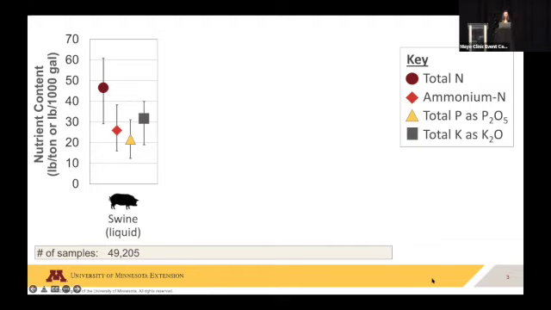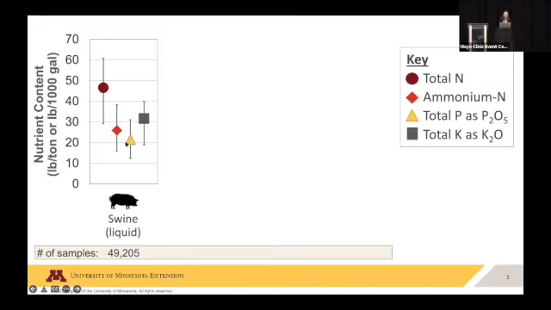We broke out the data into different nutrients. So here we have a swine liquid manure. The first circle that's dark red is the total nitrogen amount in the manure. The lighter red diamond is the total ammonium. So this is the portion of the nitrogen that's plant available right away.